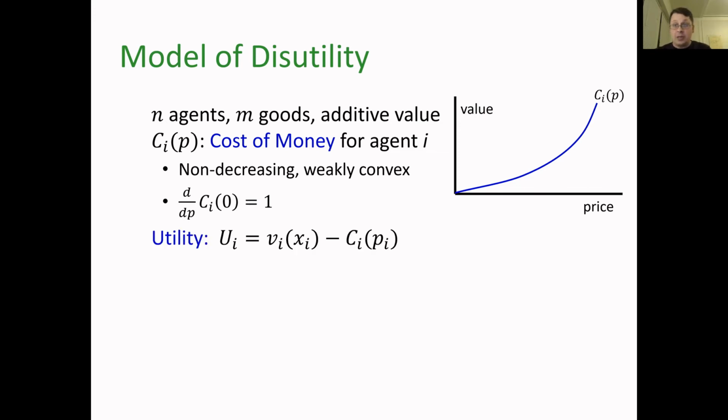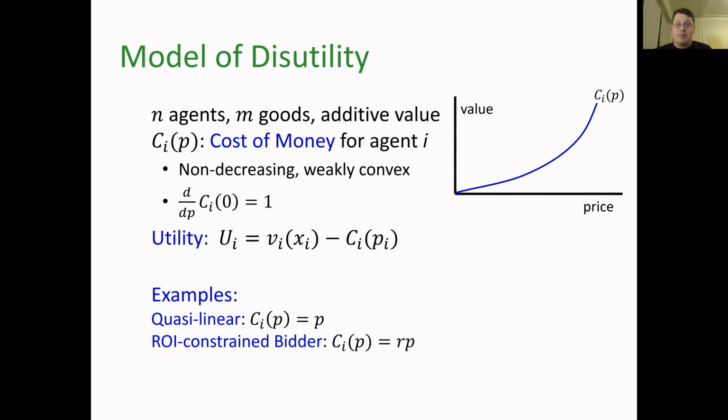And so now the utility of an agent given a certain outcome will be the value they get from their allocation minus their disutility from payments. For some examples of these disutility curves, we can capture the quasi-linear case by having the curve be the identity function. We could have C_i of p be some other coefficient times p, which you could think of as modeling a bidder who wants a certain return on investment target. They would have some other way that they could spend money that gives them at least R units of utility per dollar, and so they need at least that much value to consider spending money on the platform.